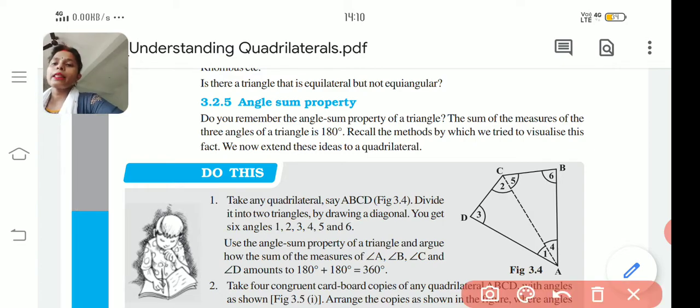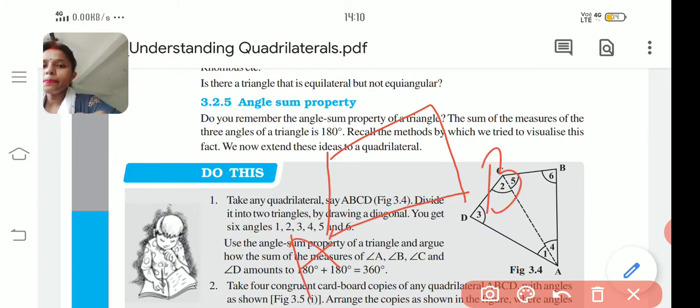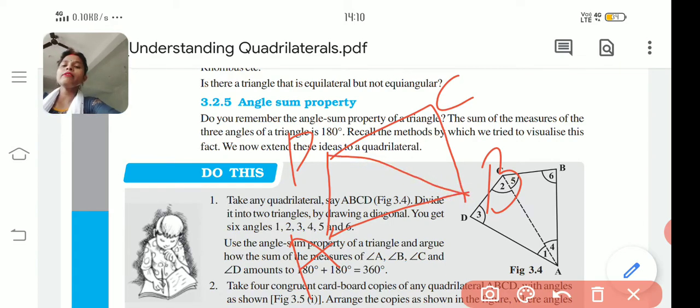So if I make a quadrilateral, maximum many triangles are possible, but minimum only two triangles are possible. Let this be a quadrilateral ABCD. By using a diagonal, I am going to divide this quadrilateral into two triangles. So minimum two triangles are possible in this quadrilateral. Is it clear to you all?